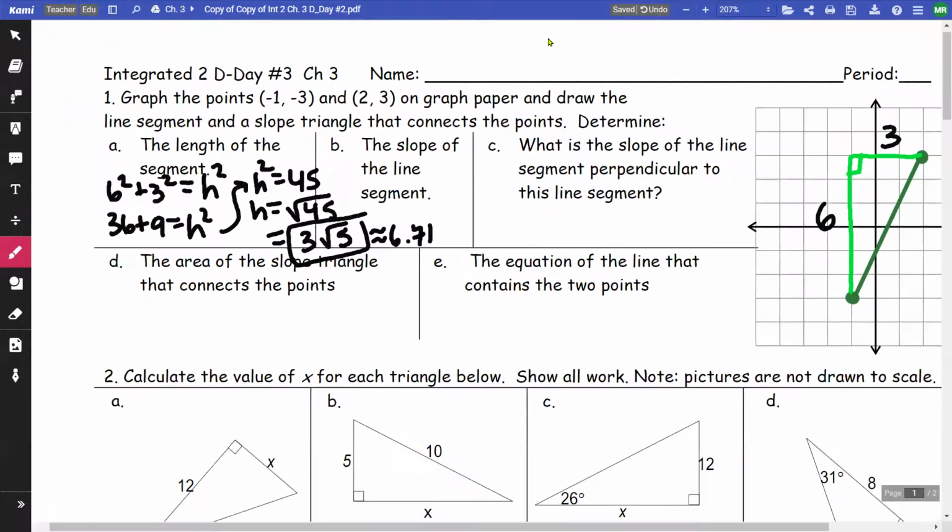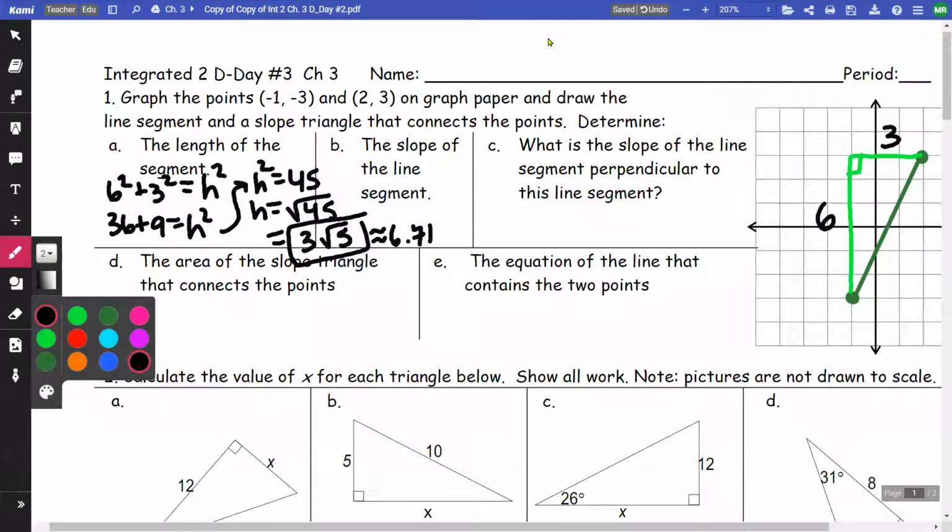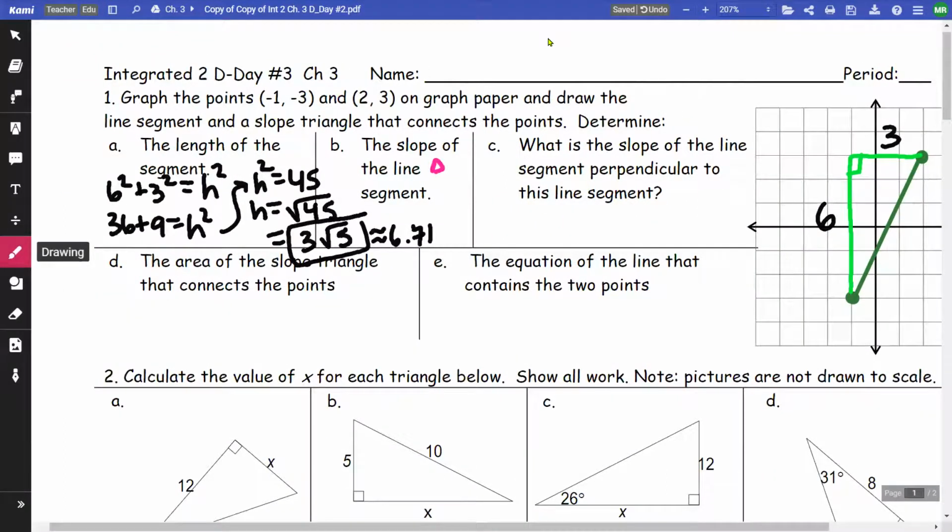On B, the slope. So the slope is going to be change of y over change of x, which is going to be 6/3 or 2. That is going to be my slope. What is the slope of the line segment perpendicular? So perpendicular is a negative reciprocal. So that is going to be -1/2. You've got to flip your fraction and then change the sign.